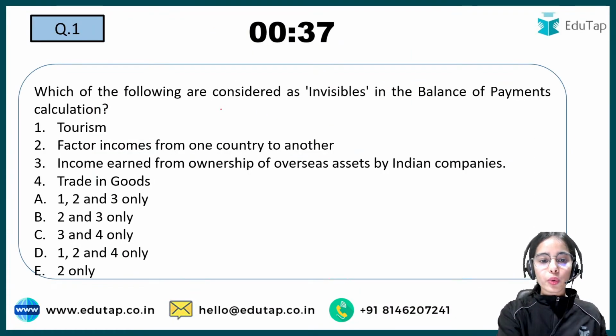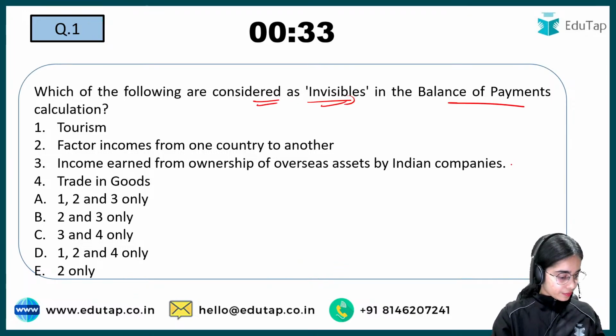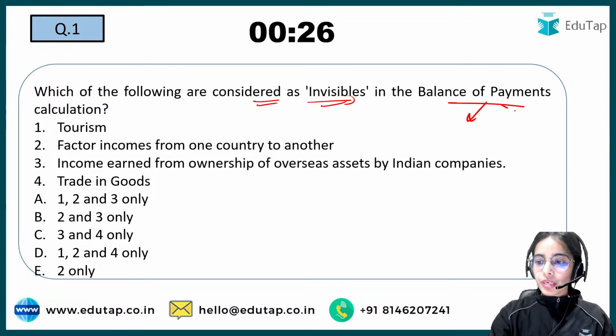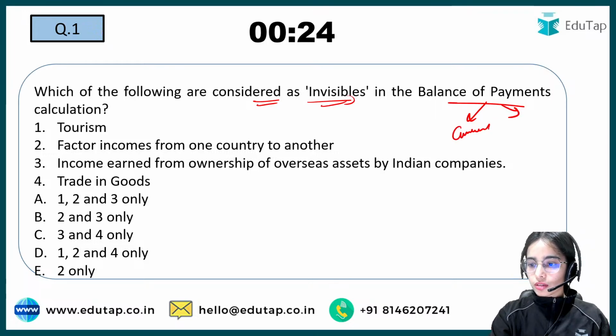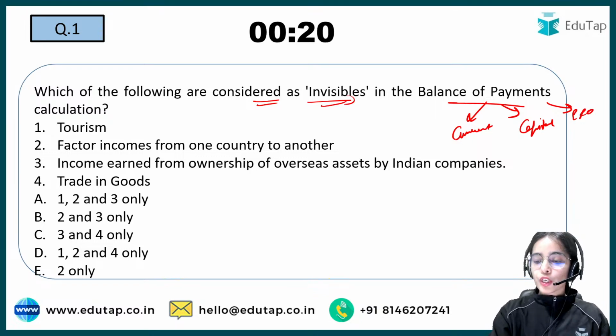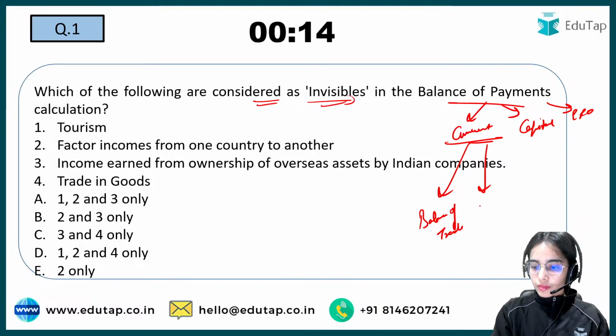Which of the following are considered as invisibles in the balance of payment calculation? Try to answer this question. In the balance of payment, there is the current account, capital account, and the errors and omissions. The current account includes the balance of trade and the balance of invisibles.